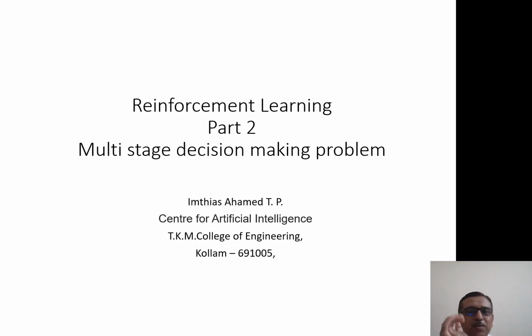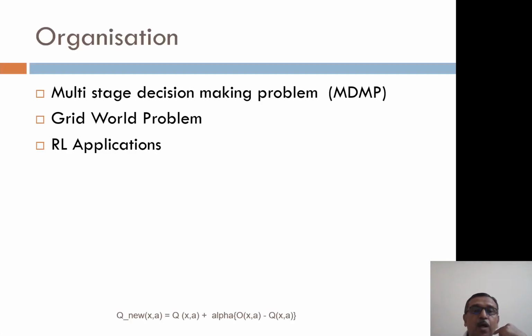In the last class, we have seen how a machine can learn by just seeing the rewards, how a machine can learn to make a single stage decision. Like, from a set of decisions, you have to take one decision. How can a machine do it?